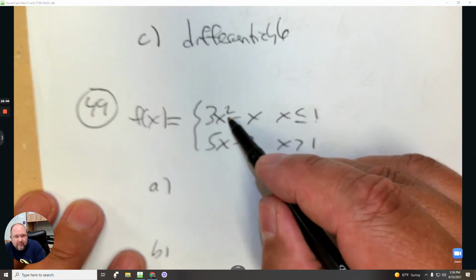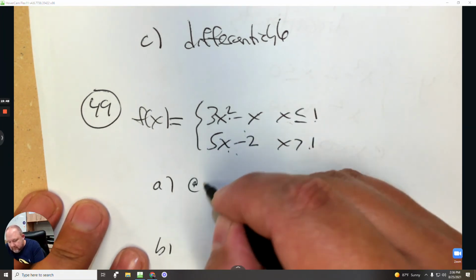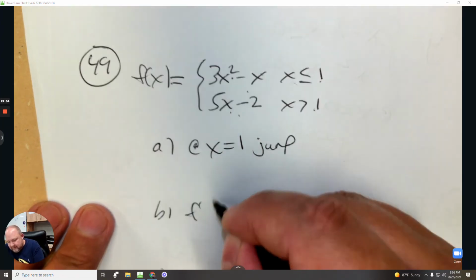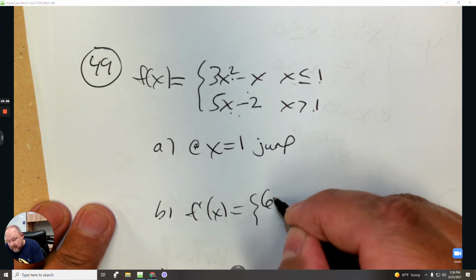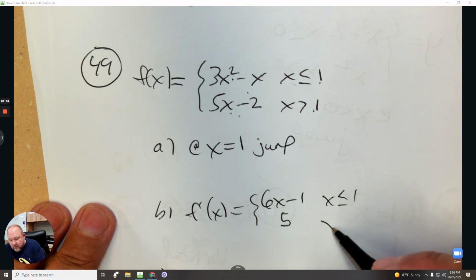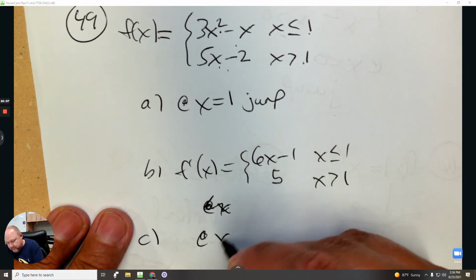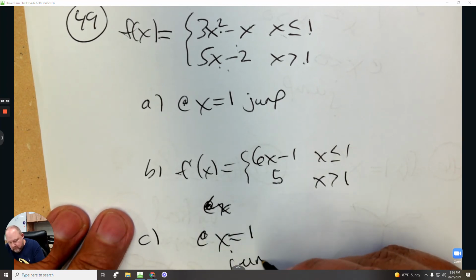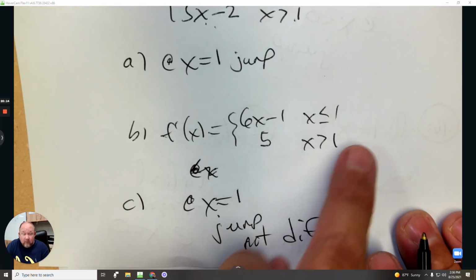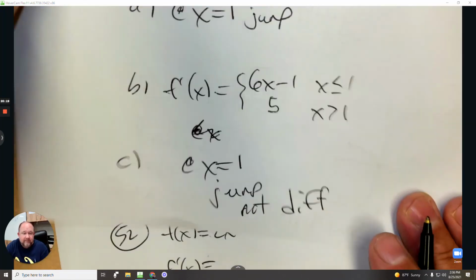Plug 1 into the top and you get 2. Plug 1 into the bottom and you get 3. Different answer. There's a jump. So at x equals 1, there's a jump. That means it's not continuous. Take the derivative. It doesn't matter that you get the same answer here. There is no derivative at a jump. So that means it's not differentiable. So even though you plug 1 into the top and get the same answer, because there's a jump, you can't take the derivative there.